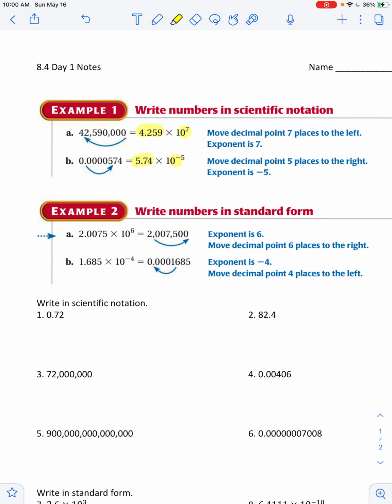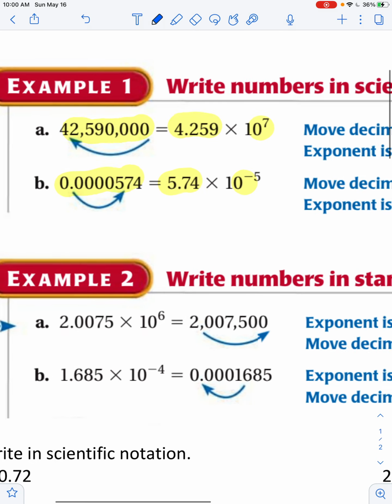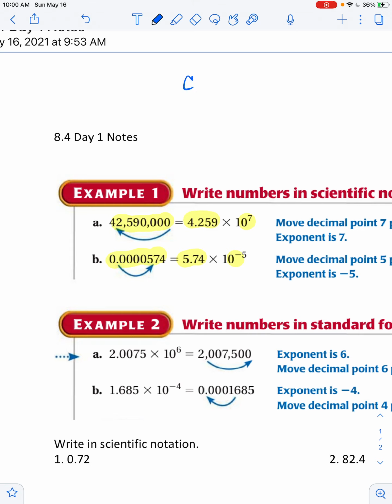So scientific notation allows us to write really big numbers, like 42,590,000, or really small numbers like 0.0000574 without all the additional zeros and spaces. So we kind of condense it down. If you're looking at something like this first one, the rule with scientific notation is that you're going to have a constant times 10 to a power, but that constant has to be between 1, which it can equal 1, but it has to be less than 10. It can only be one digit.